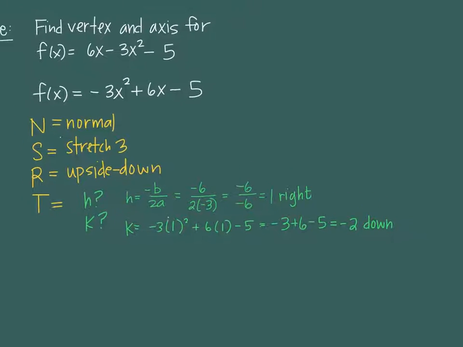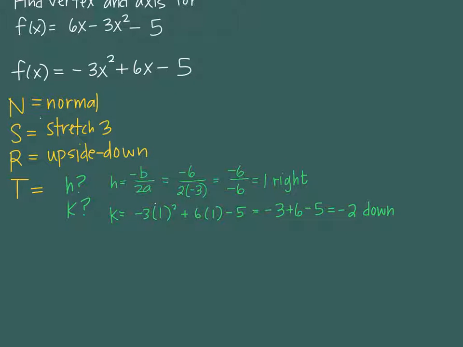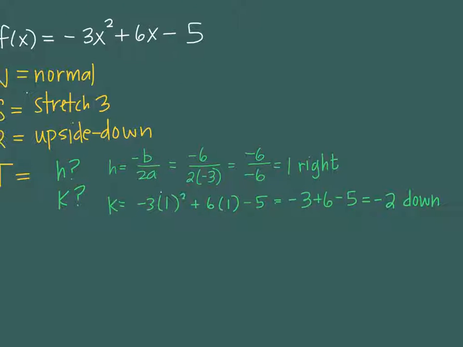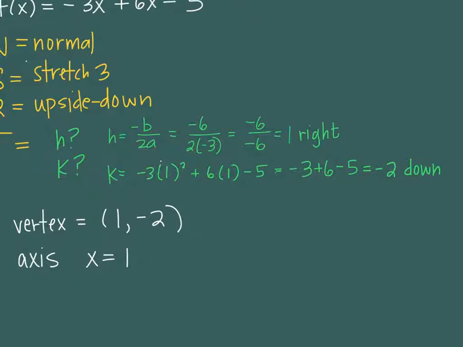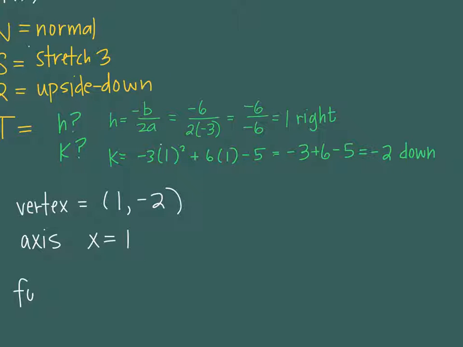So now I can tell what my vertex is. NSRT, the T for translation. I can tell that my vertex is 1 to the right and negative 2 down. That is my vertex. My axis is x equals 1. It's just the x equals the part of the vertex, the h part. And then the correct form we would put it in would be y equals.